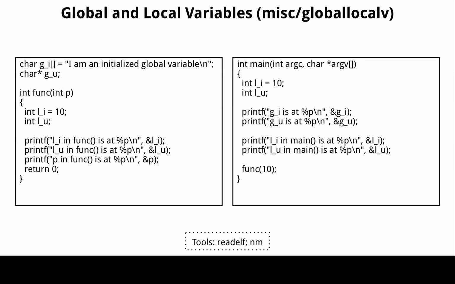Anyone remember? Where do they go? RDI. The RDI will have the first parameter in 64-bit. So if this program is in 64-bit, this guy will go to RDI. This guy, yeah, is a local variable. This one doesn't go to the register RDI.